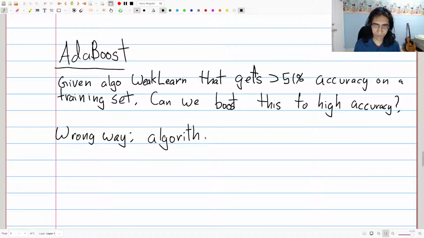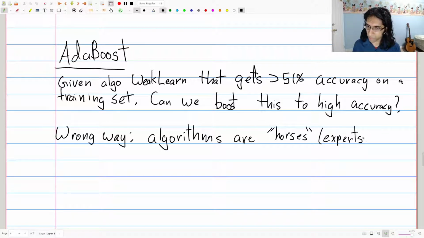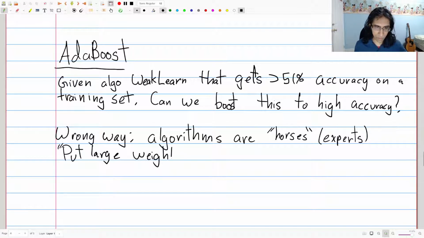So the algorithms are, I'll put this in quotes, horses, because we used this metaphor before. They're more commonly just referred to, so that you don't go telling people about horses all the time, in the more standard way, as experts. So the wrong way would just be to make the algorithms the experts, and maybe the goal is to put large weight on good algorithms. It's not exactly clear how you might actually execute this, but it seems intuitive enough, right? You're trying to pick out the good ones, so you somehow get large weights on the good ones.